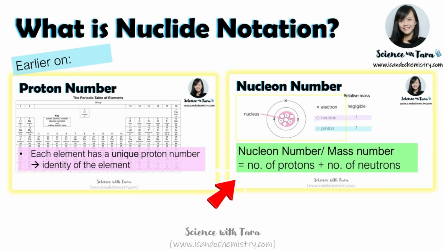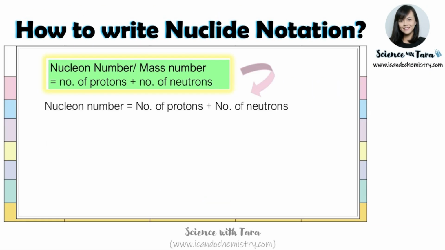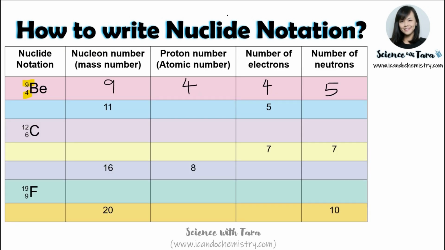If you recall, nucleon number is the sum of the number of protons and number of neutrons. Hence, to find the number of neutrons, we will use this formula. To find the number of neutrons, we will use the nucleon number minus the number of protons, which is 9 minus 4, which gives you 5. All good? Let's move on and try another example.